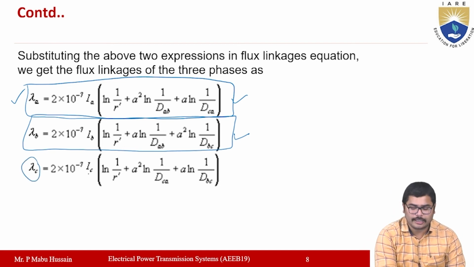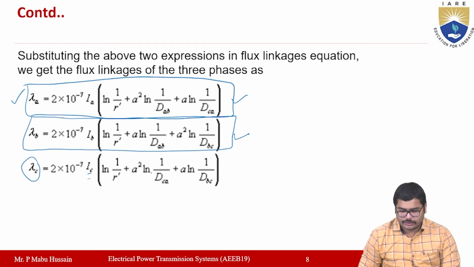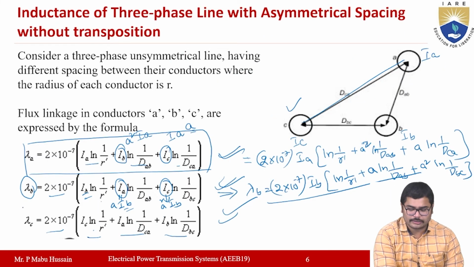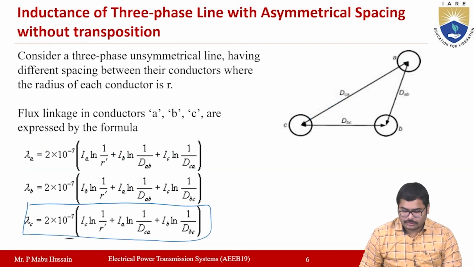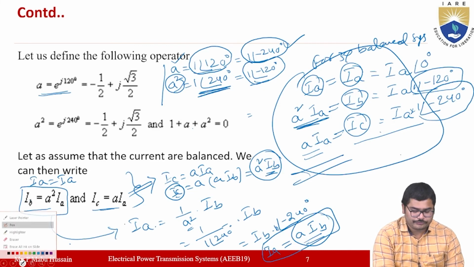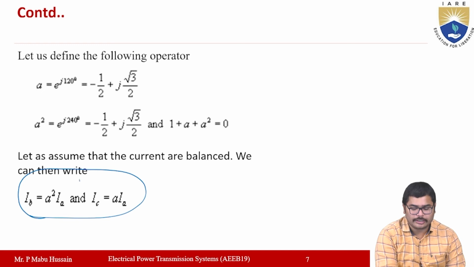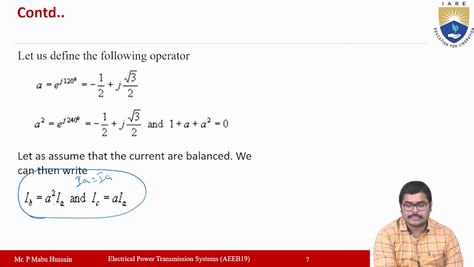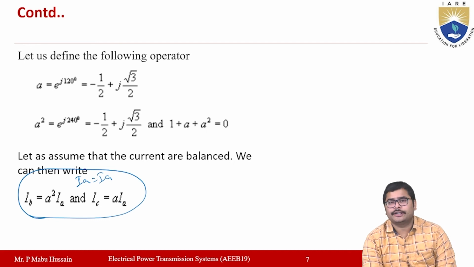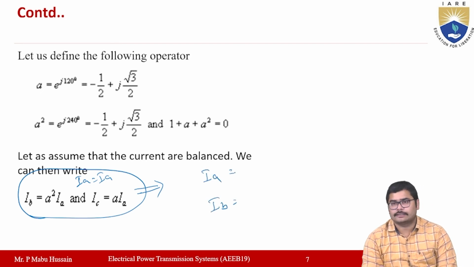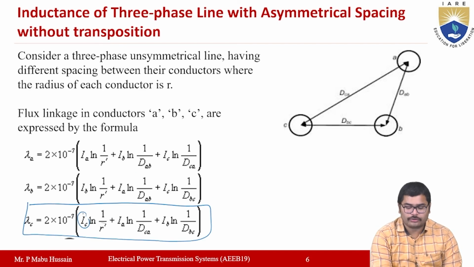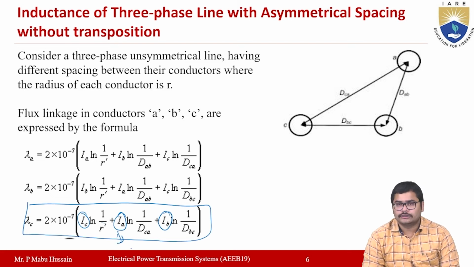This value in terms of IC and operator A you have to write. For this you have to use the final equation. From this equation, IA is equal to IA initially, IB is equal to A square into IA, and IC is equal to A into IA. From these equations you have to write IA and IB in terms of IC. Here IC you have to keep as it is, and IA and IB in terms of IC you have to write. So now how can you write this?